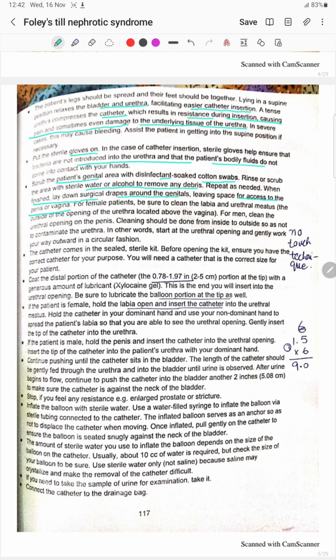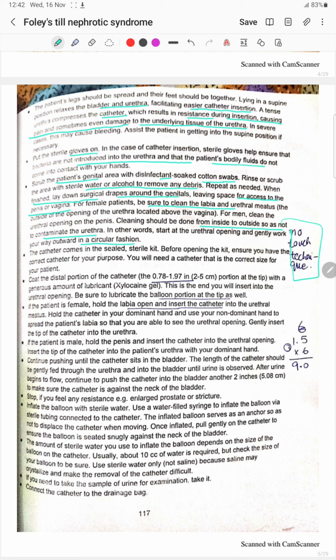For female patients, be sure to clean the labia and the urethral meatus; for male patients, the urethral opening on the penis. Cleaning should be done from the inside to the outside, so as not to contaminate the urethra. In other words, start at the urethral opening and gently work outward in a circular fashion. This is known as the no touch technique.